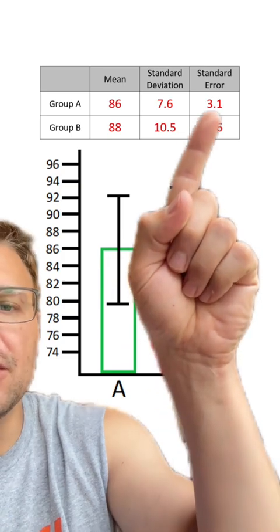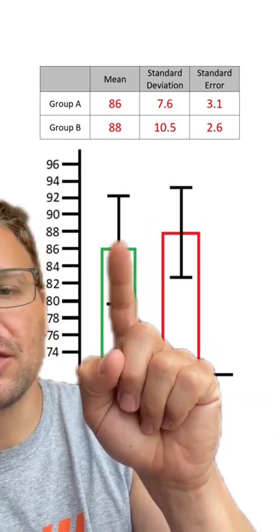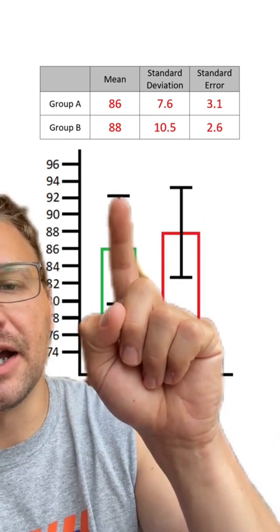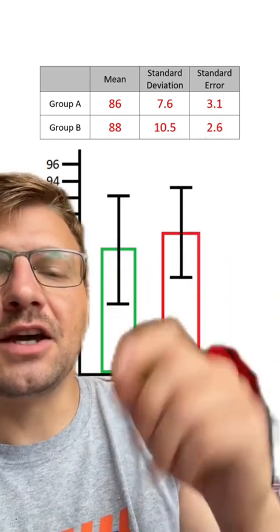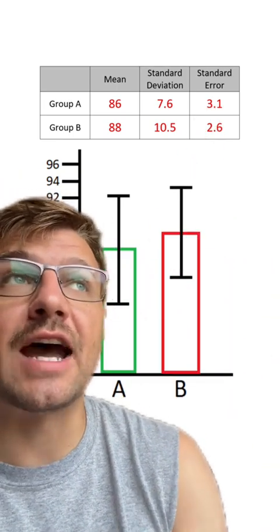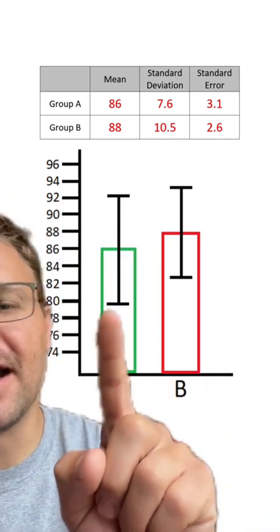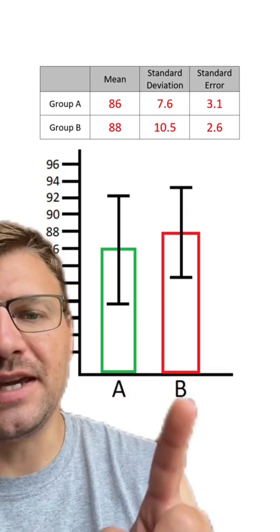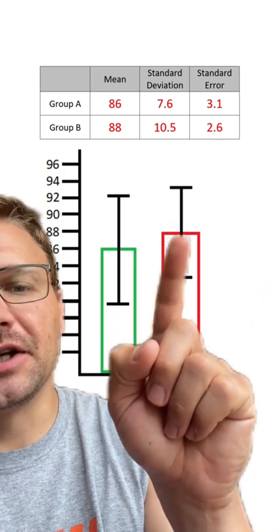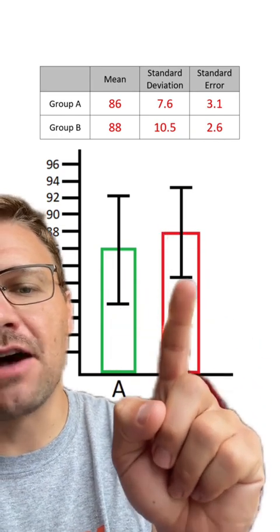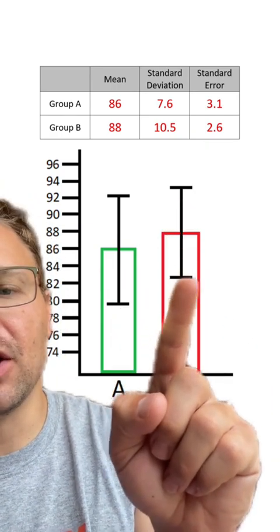We are going to use plus or minus 2 of these standard errors. So what we're going to do is we're going to make a bar-headed line plus 6.2 and negative 6.2. This is because when we graph standard error, we typically graph 2 of them, not just 1. You can see the bar-headed line is just above 92 and below 80. Group B's data has an average of 88 and a standard error of 2.6. That means we're going to go up 5.2 and down 5.2. You can see we're just above 93 and just below 83 here.